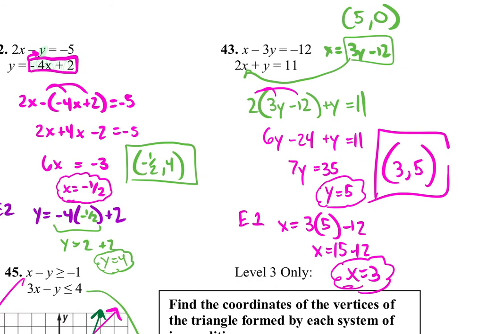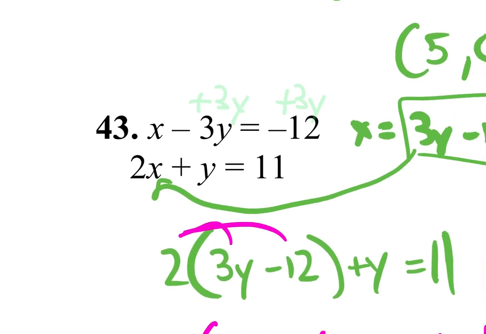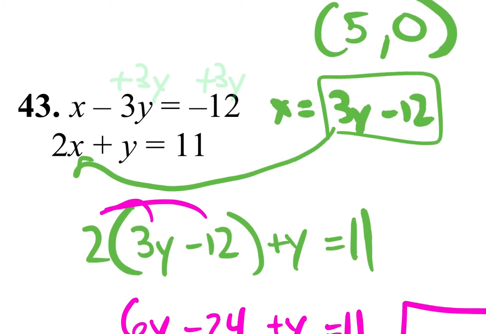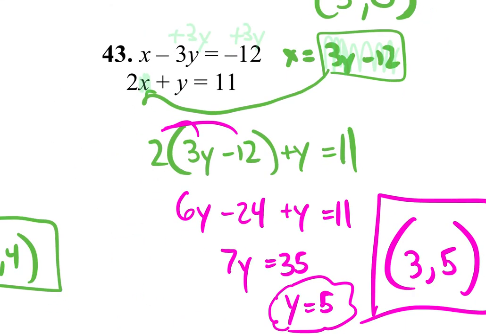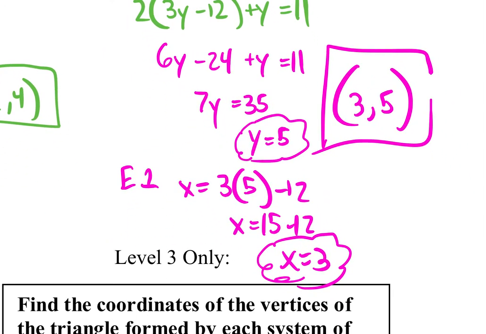On 43, I chose to use substitution, so I added 3y to both sides to get x by itself, that x is equal to 3y minus 12, and then I substituted that in, that x is equal to that right here. Solved for my y to get 5. Use my first equation to go through and just plug in y is equal to 5 to find for my x.